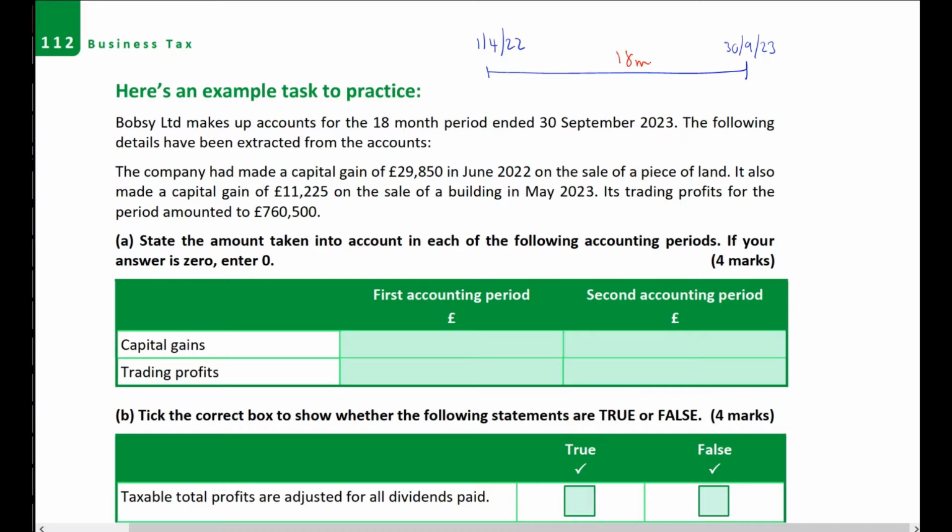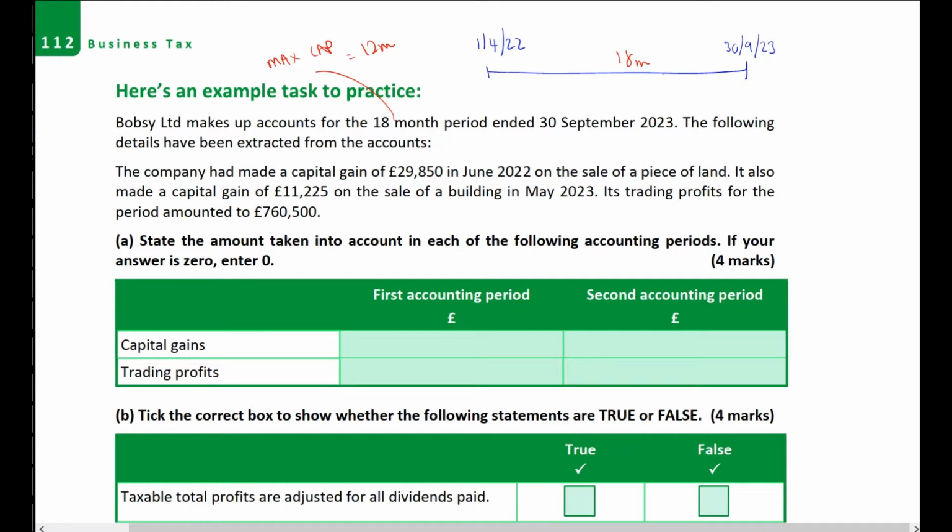And the reason I get a little alarm bell in my head at that point is because I know that companies for tax purposes can't have an 18-month period. The rules say their maximum chargeable accounting period is 12 months. Which means I'm going to have to split this 18-month period into 2. And they don't let me just choose, okay, well, I'll put 9 months in each. That looks like an even split. That's not how it works.